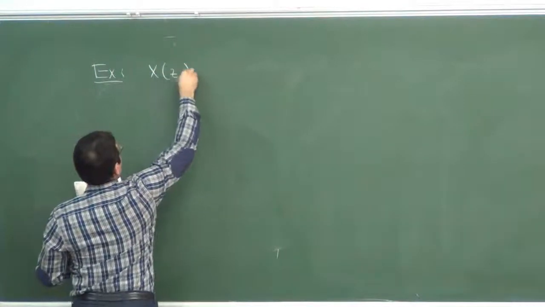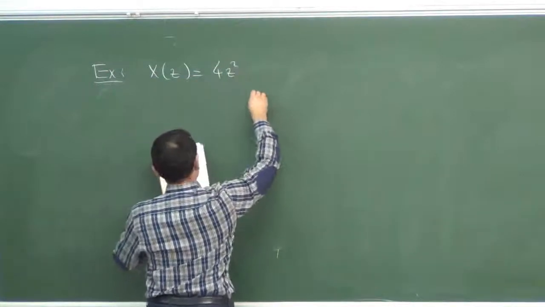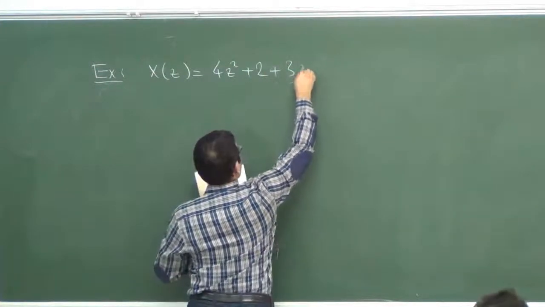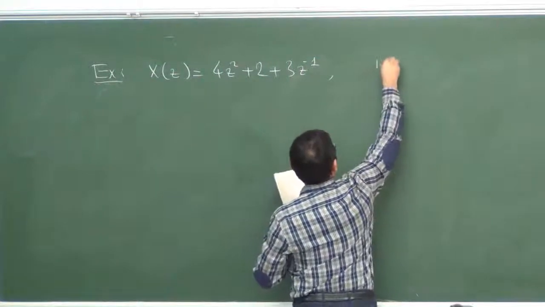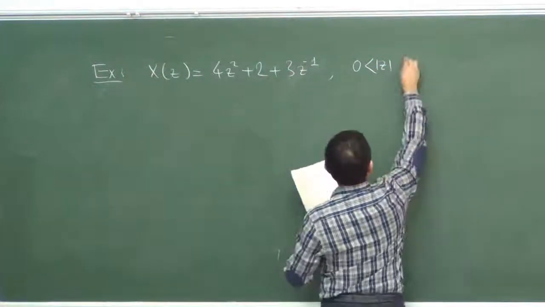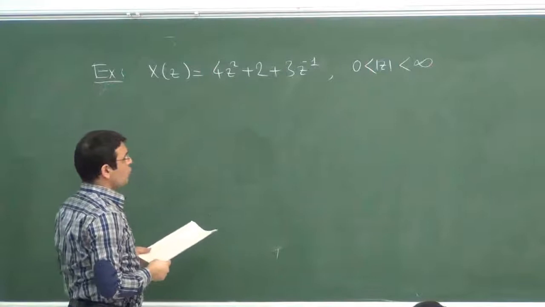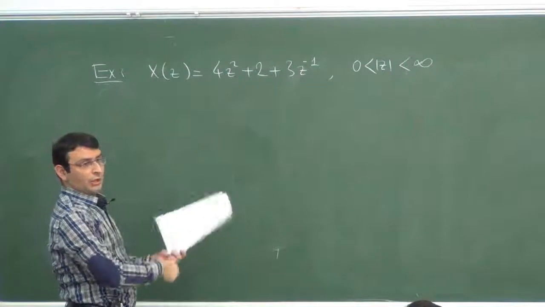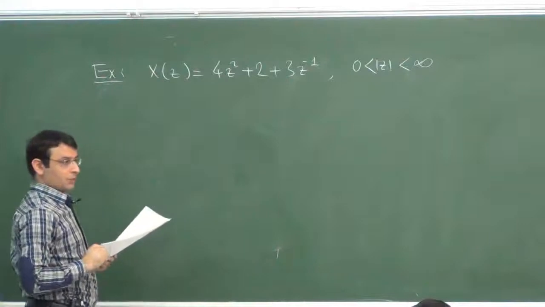If someone gives you an X of z expression something like this: 4z squared plus 2 plus 3z to the minus 1. And what about the region of convergence? The magnitude of z is greater than 0 and less than infinity. Okay? So, as you see, this is the whole z plane, except the origin and infinity. So, how can you find the inverse z transform of this expression?